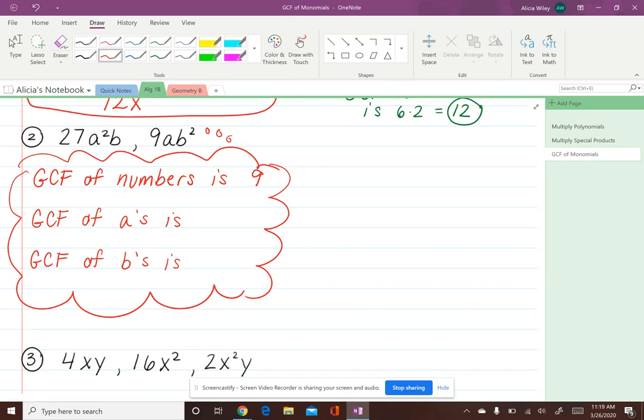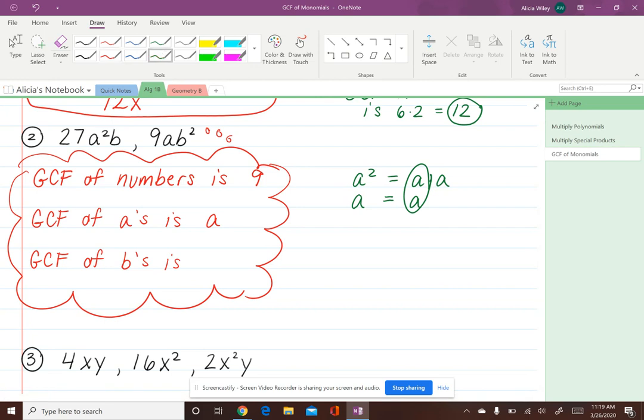So the GCF of the A's, let's talk about that over here. We have an A squared and we have an A. A squared is A times A. An A doesn't expand, it's just A. So the most A's that it has in common is 1A. So the GCF of the A's is A.